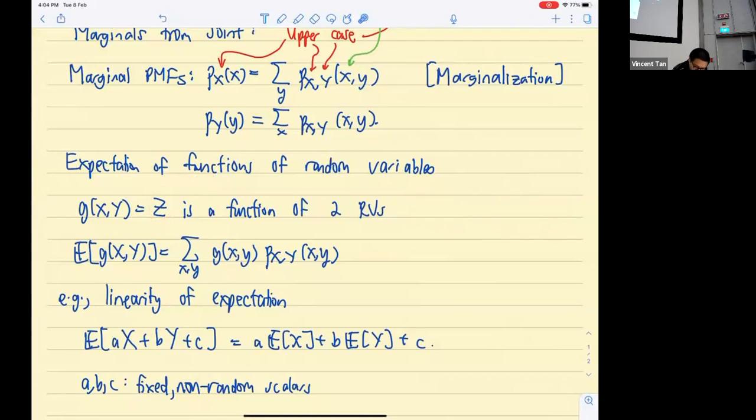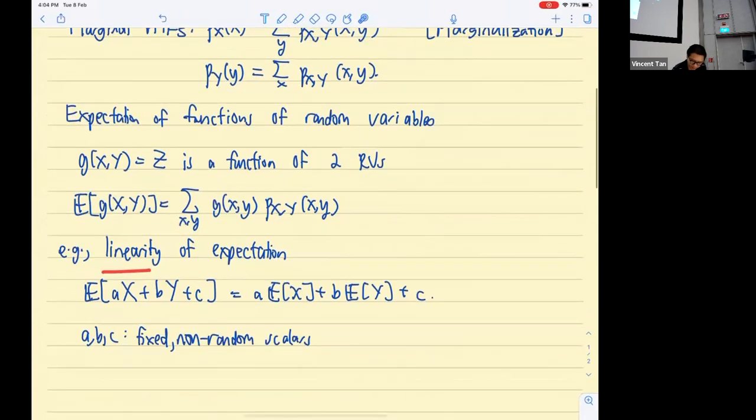Hence, there's a simpler way, and that is just to plug the function here and put a joint probability mass function here and sum this up over the x, y values. One of the consequences of this is a very important result known as linearity of expectation.